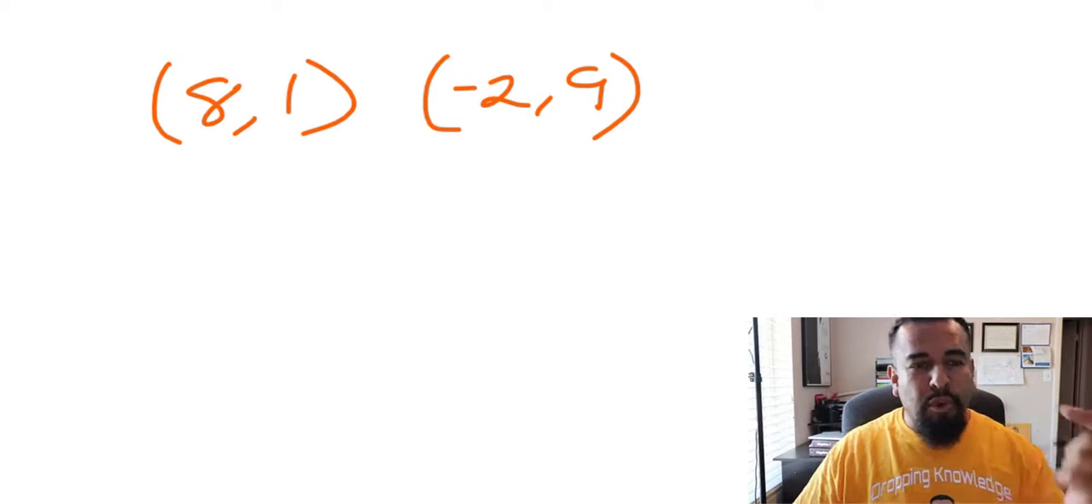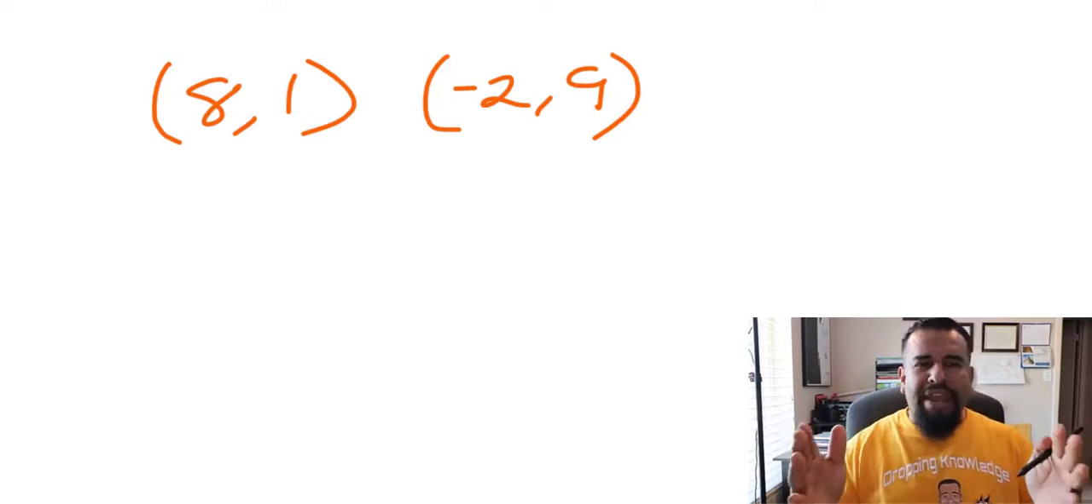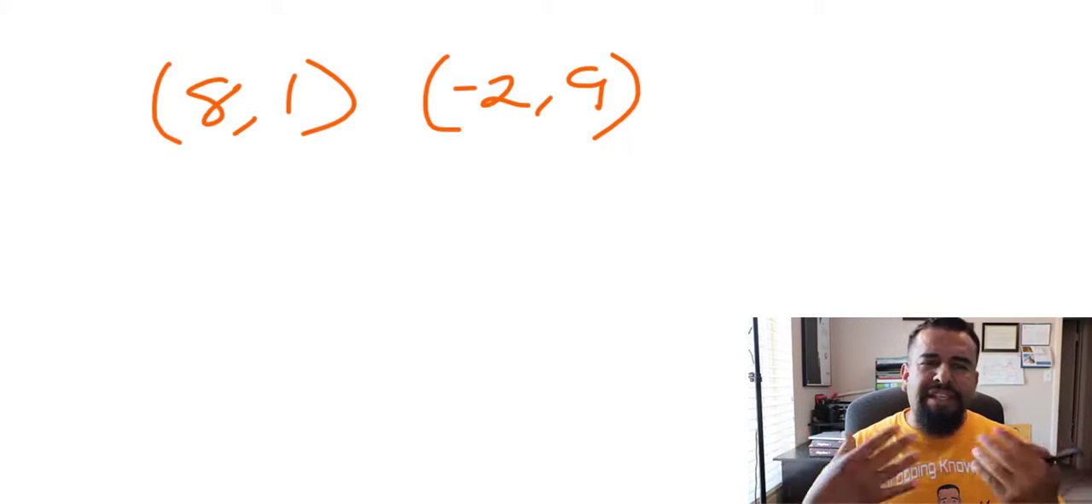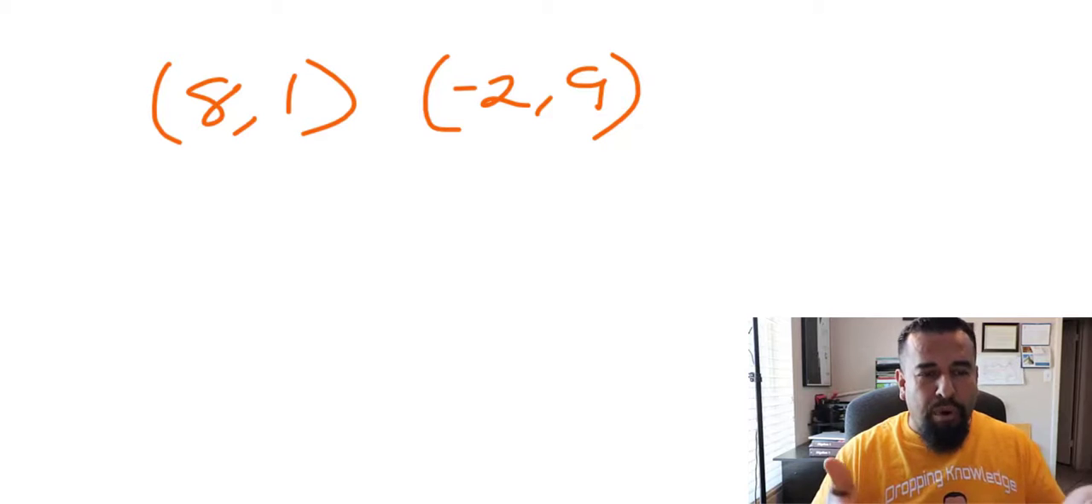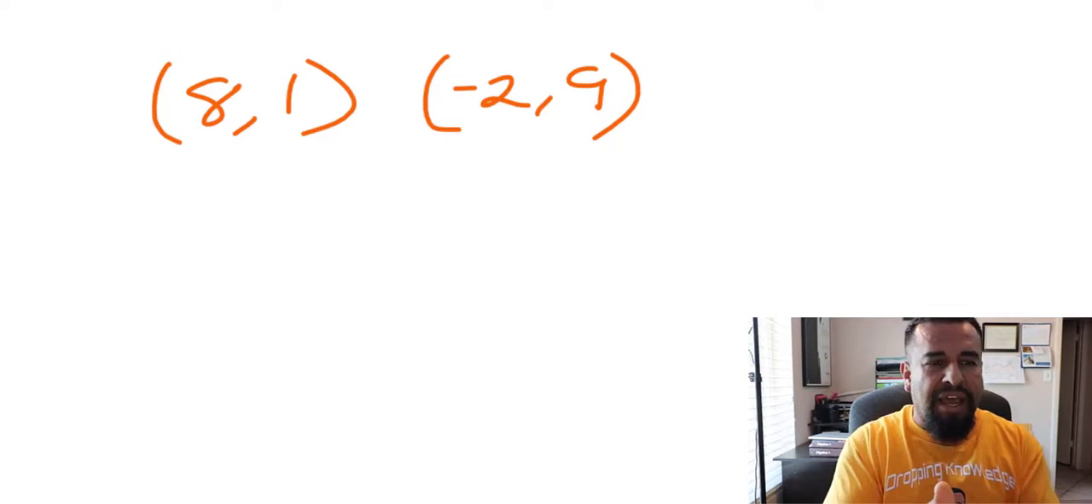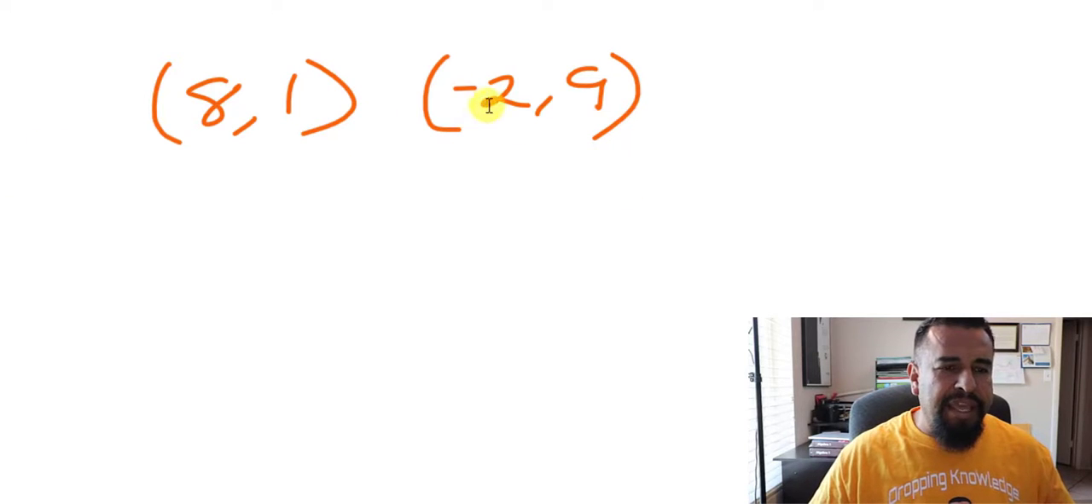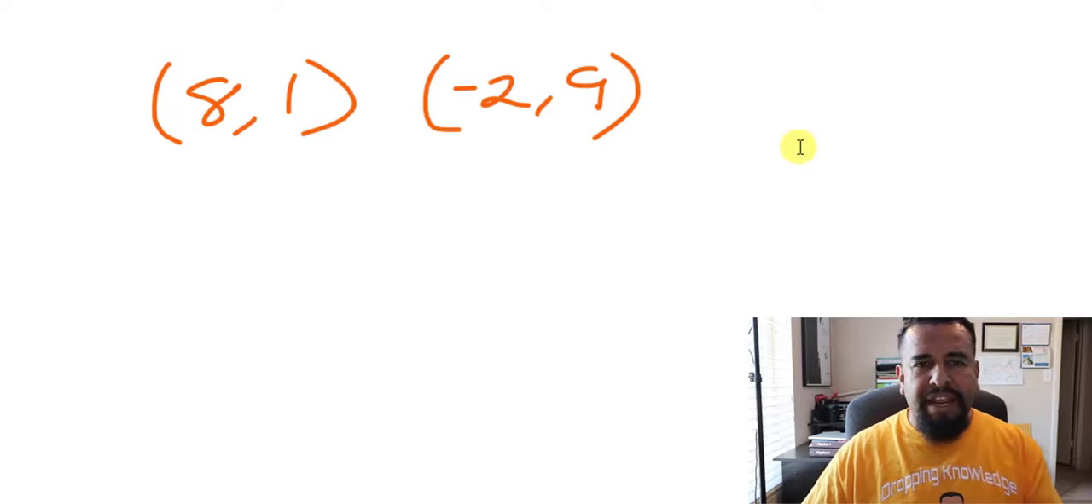All right, so on this particular one, notice we have two ordered pairs. This is about as complicated as they get. They want you to write an equation of this particular line that goes through these two ordered pairs, which happen to be 8, 1 and -2, 9. So in this first case, write it down. First step, find the slope.